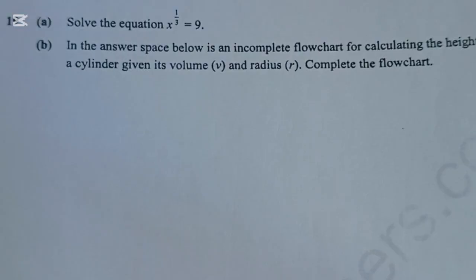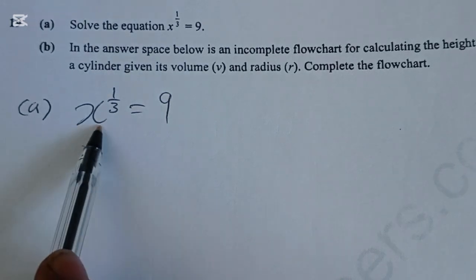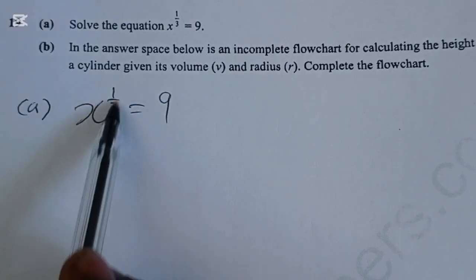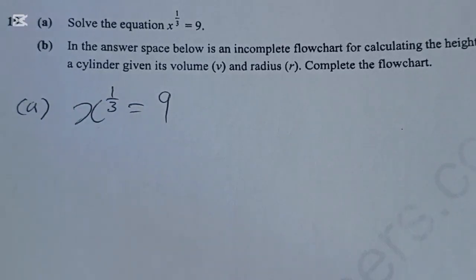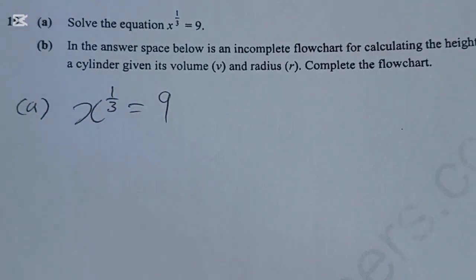So 19a, solve the equation x to the power 1 over 3 is equal to 9. So these are indices involving equations. In this case, the variable is a base and we want the value of x. So I must get rid of the power, which is 1 over 3. So how do I get rid of this power 1 over 3? It is by introducing what we call the inverse of 1 over 3.